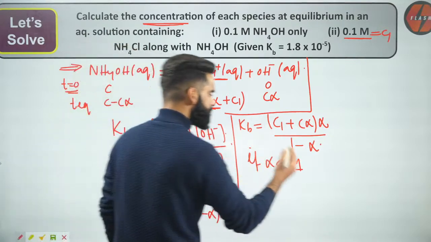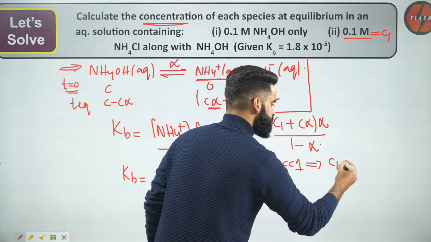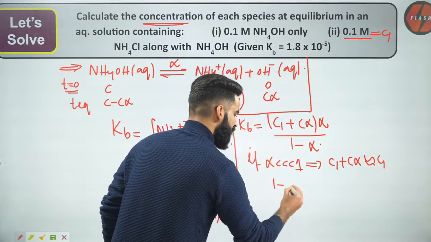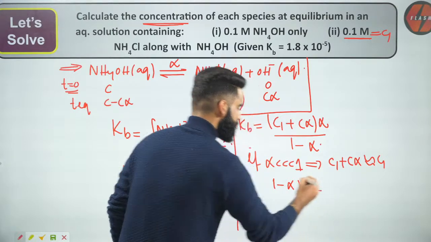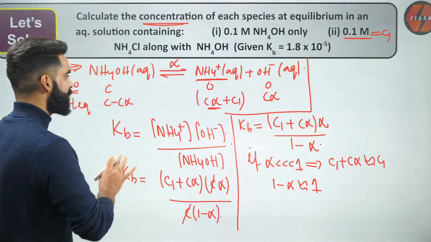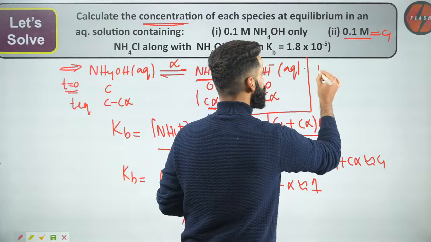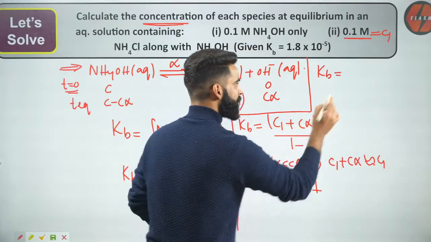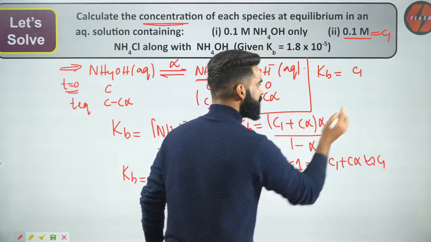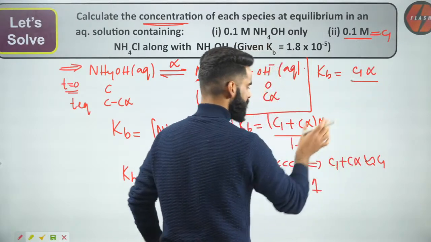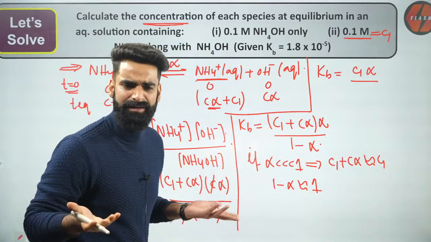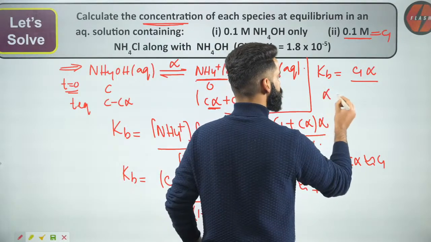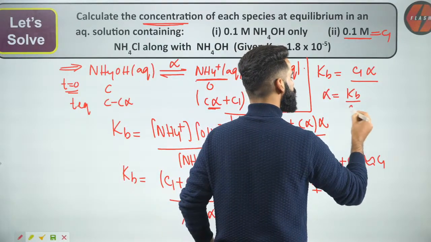Now guys, instead of C1 plus C alpha, I'll be writing only C1. Instead of 1 minus alpha, I'll be writing only 1. So what is the net expression I'm going to get right here? KB is equal to, instead of C1 plus C alpha, only C1, multiplied by alpha, divided by nothing. Now guys, alpha is going to be KB divided by C1.